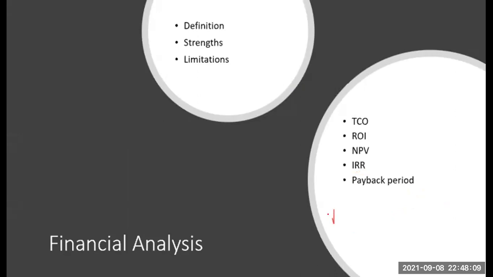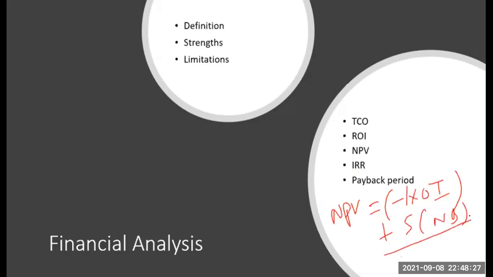So NPV equals what? It is -1 into original investment plus sum of net benefits by 1 plus IRR. So this is the interest rate. In this formula, you need to put NPV as 0, because we are talking of break even, right? So that means your NPV will be 0.